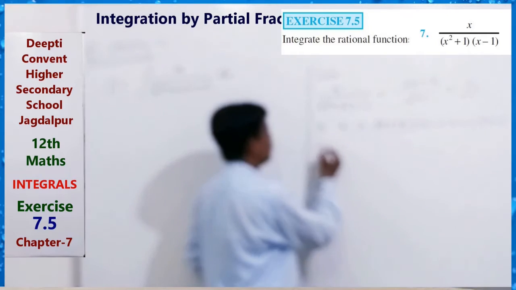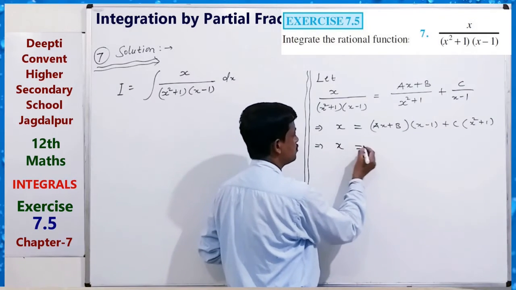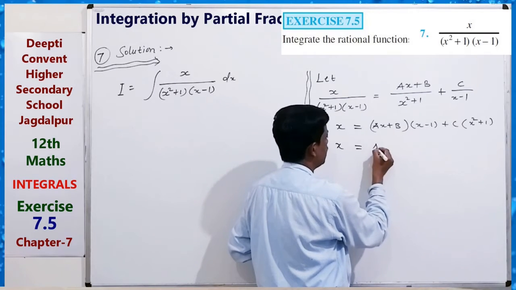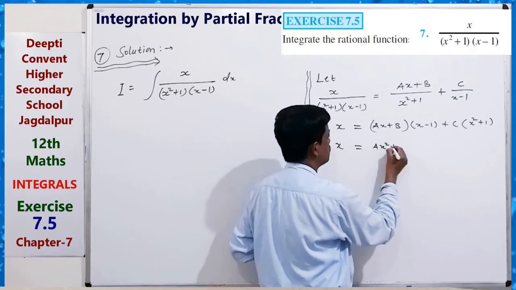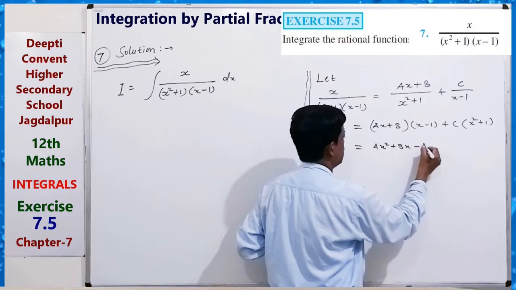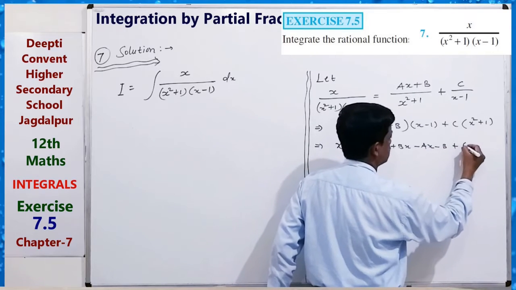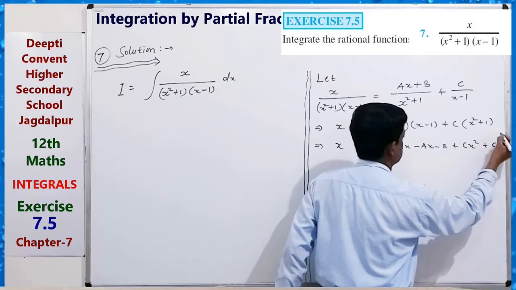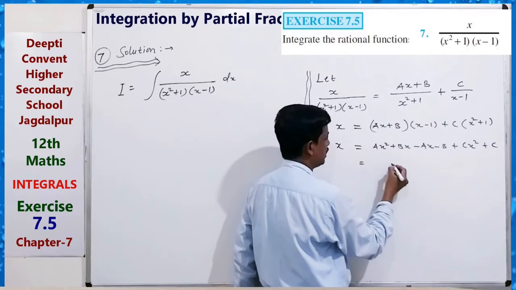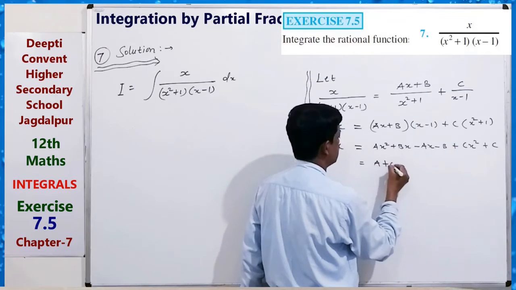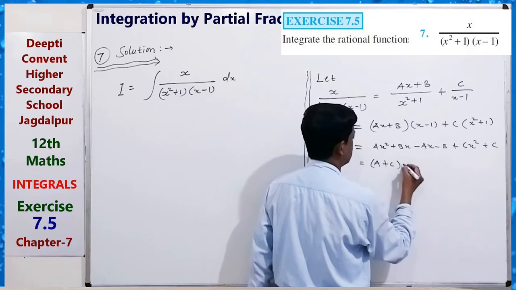So you have to write for this, here x equals, now multiply it. So ax into ax square plus bx minus ax minus b plus here c x square plus c. So the right side can be written as coefficient of x square: a plus c, a plus c x square.